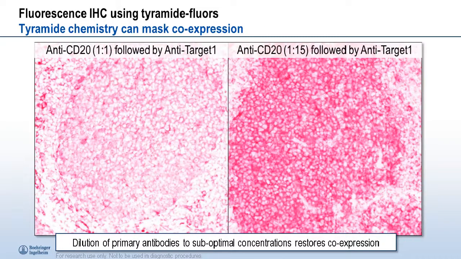It took us a while to get to this, but you can see on the left panel we have the impact on our target of interest in red with the 1-to-1 dilution of the ready-to-use antibody we were using for CD20. And then once we diluted that out to 1-to-15, you can see the impact that it has on immunoreactivity of our target of interest in the B-cell area of gut-associated lymphoid tissue. So it's really night and day here.